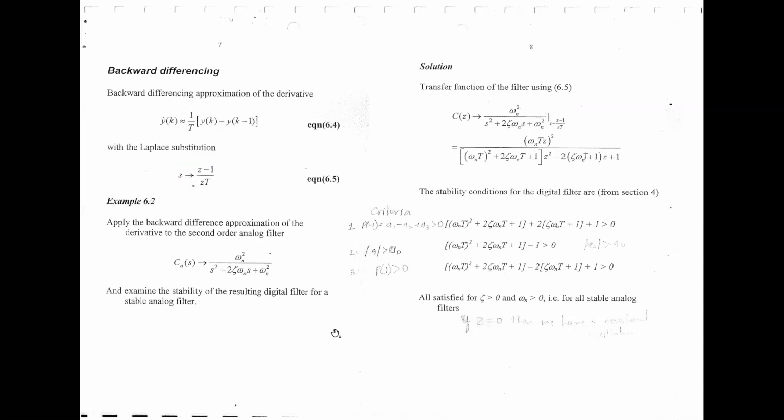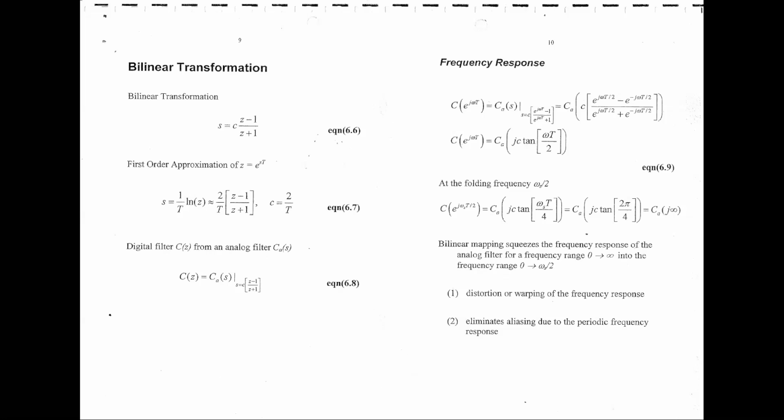So next, moving on to bilinear transformation. For the bilinear transformation, we have derived the equivalence of S and Z as S is equal to C times (Z minus 1) over (Z plus 1). We previously derived S as 2 over T times Z minus 1 divided by Z plus 1, but over here C is used, and we'll soon see that C is in fact 2 over T. So for bilinear transformation, we substitute this S in our continuous transfer function, and we can get the equivalent transfer function in terms of Z.